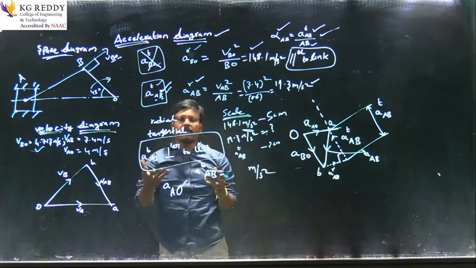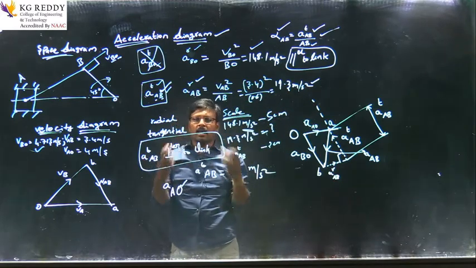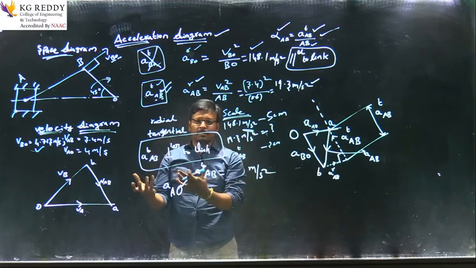So this is the way we have to find the velocities and accelerations for a mechanism. Thank you.